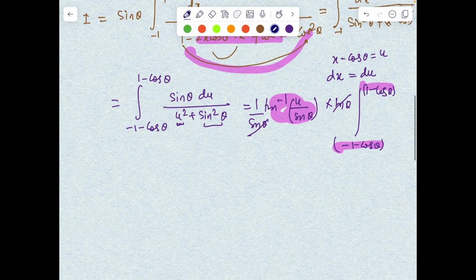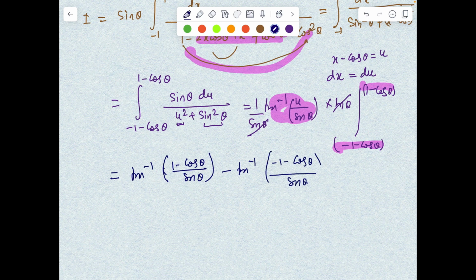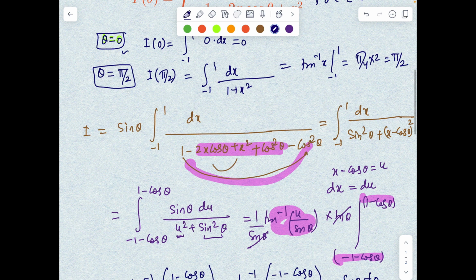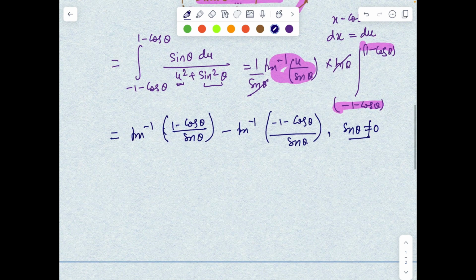So if I plug these two values in this given expression, what I'm going to get is tan inverse of (1 minus cos θ) over sin θ minus tan inverse of (minus 1 minus cos θ) over sin θ. Clearly this is valid if sin θ is not 0. So θ equals, let's say, 0 or π/2, separately we can find it.